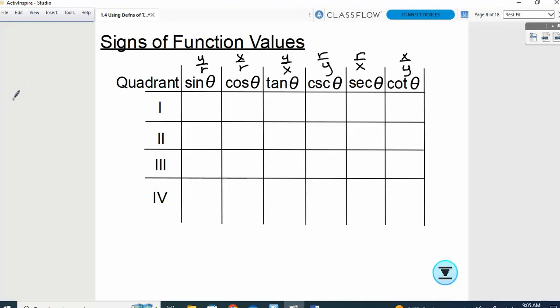Alright, in quadrant 1, if you take any point, think about algebra, your x is positive, your y is positive, and we know that r is always positive. So in quadrant 1, what's going to be true about every one of these ratios? Every one of them is positive, because all three of our numbers are positive.